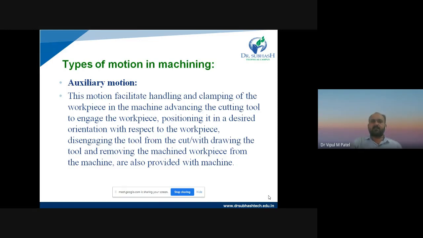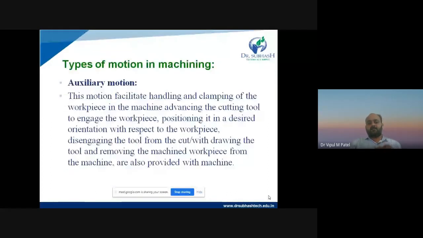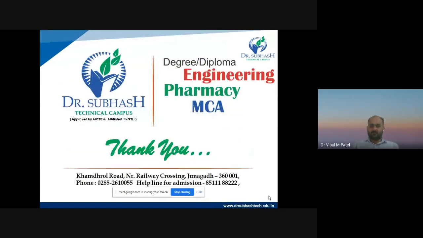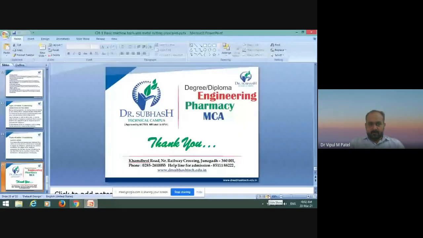We can say that. So that is the auxiliary motion, and this chapter is over now, chapter number 1, that is basic machine tool. And thank you all. And today is enough. In the next lecture we will start chapter number 2. Right, today we have discussed the basic machine tools.